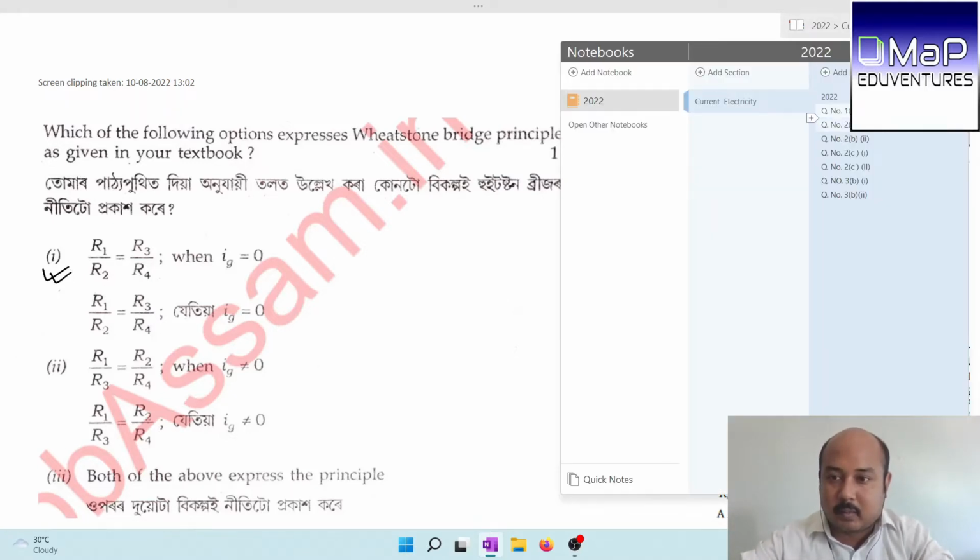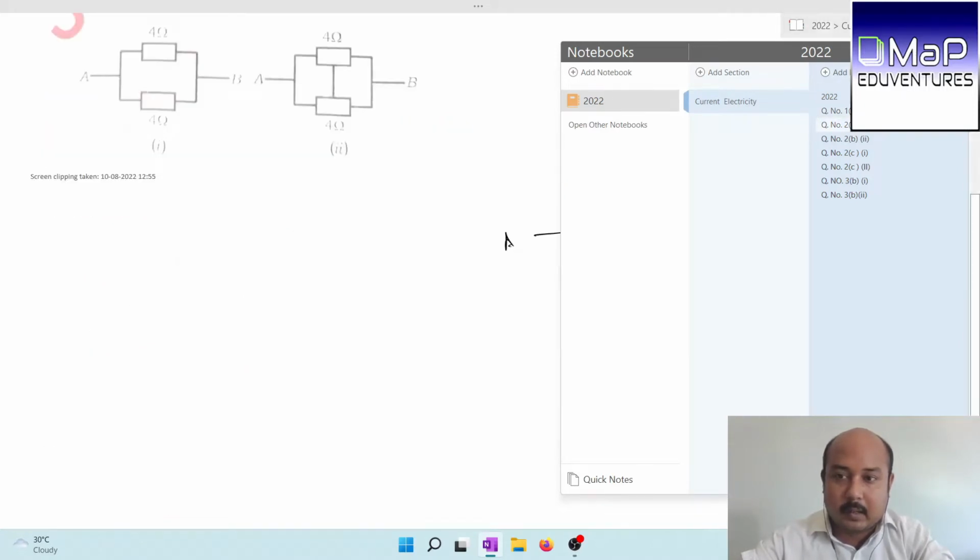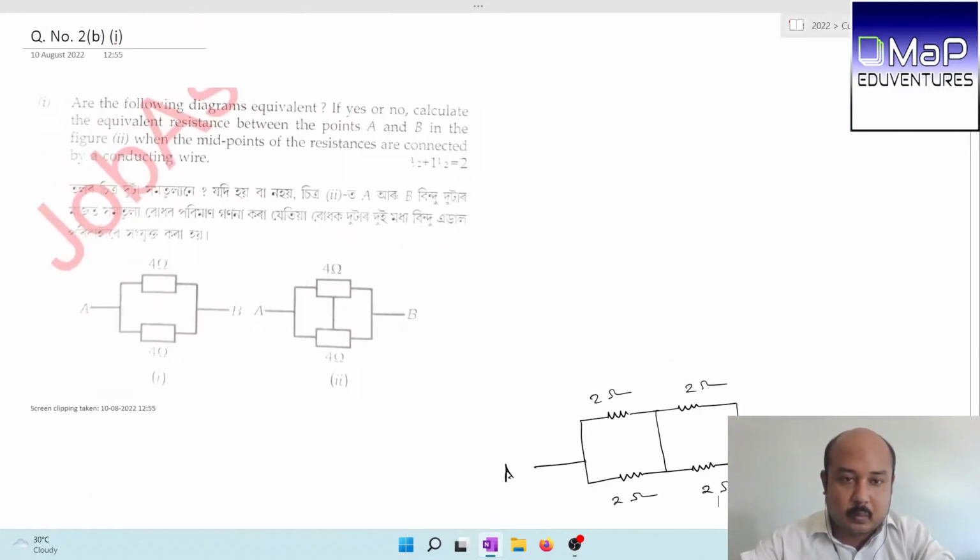Okay, next we move to question number 2b1. Question number 2b1: are the following diagrams equivalent? If yes or no, calculate the equivalent resistance between the points A and B in the figure 2.